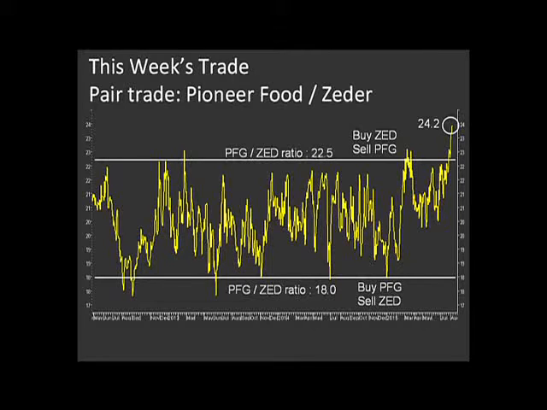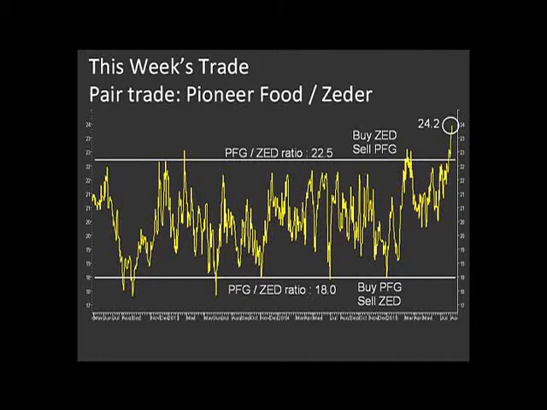That graph is derived by taking the share price of Pioneer Foods and dividing it by the corresponding share price historically of ZED. And then that figure is plotted on a graph. And that graph is 3 years' worth of history. And you can see very clearly that the ratio between the two shares generally has oscillated between 18 at the bottom. In other words, Pioneer Foods divided by ZED is 18 at the bottom of that ratio. And then at the top of that ratio, it's 22.5. So historically, for 3 years, and in fact before that, the ratio between Pioneer Foods and ZED has tracked that range.